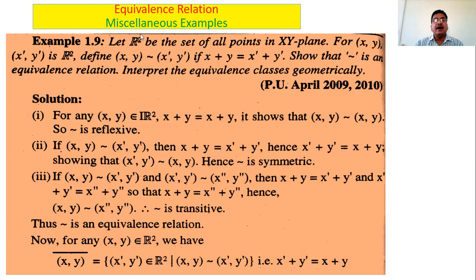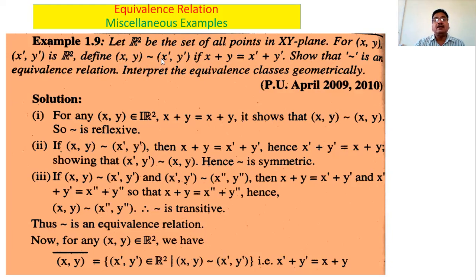Take a particular element of R square, suppose (1, 2) as an element of R2, and another element, (1, 1). Are these two elements related under this relation? The answer is no, because for (1, 2), 1 plus 2 is 3, and for (1, 1) the addition is 2. Since 3 is not equal to 2, (1, 2) is not related to (1, 1).